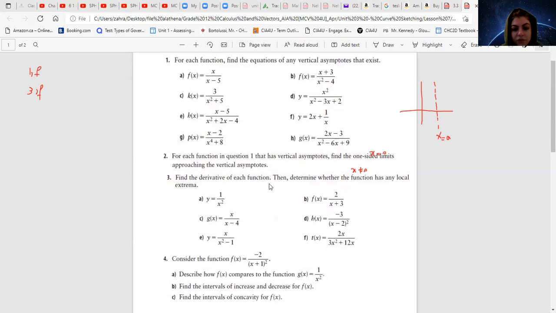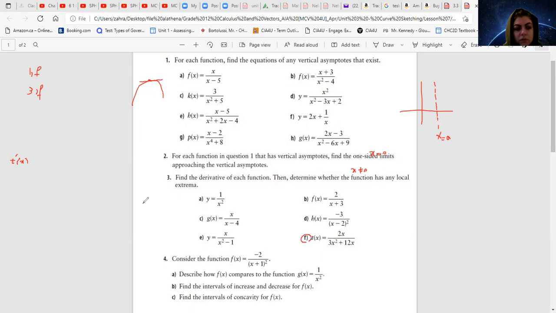We say find the derivative of each function, then determine whether the function has a local extreme. So to find a local extreme, you set your derivative equal to 0, because at a maximum point, your instantaneous rate of change is 0. So you have to find a derivative. Let's just do the derivative here. This is t prime x. Make sure you know which question that is.